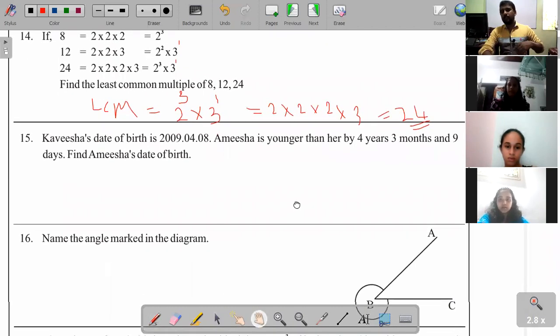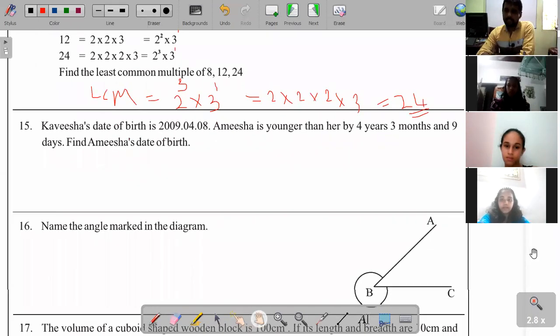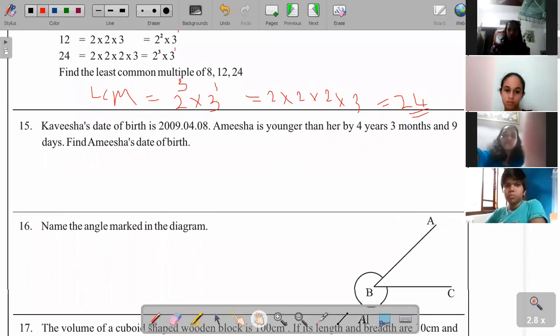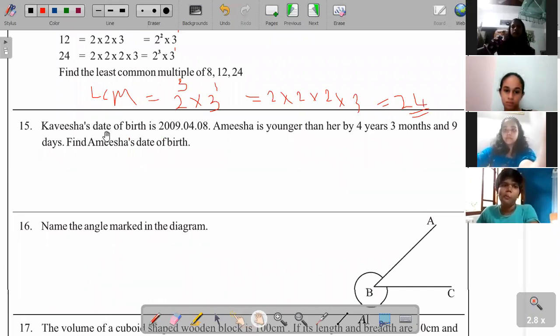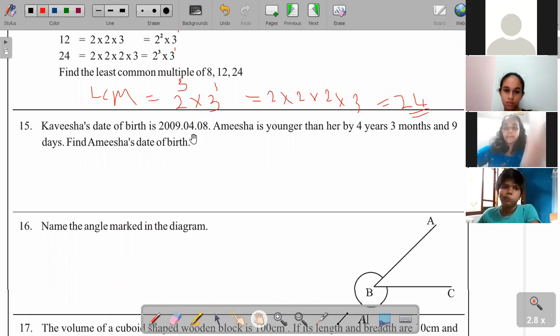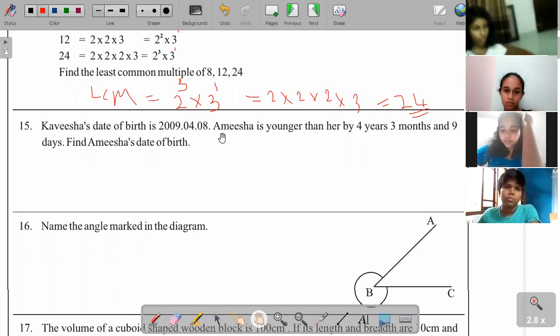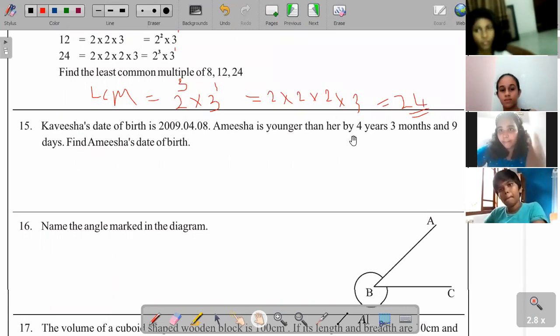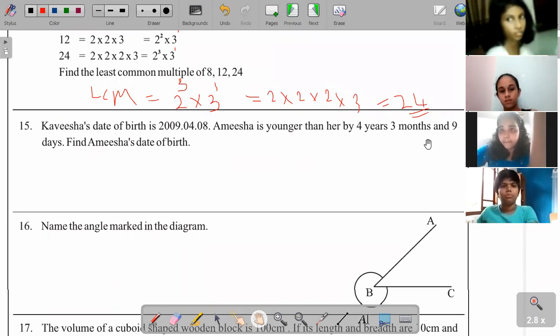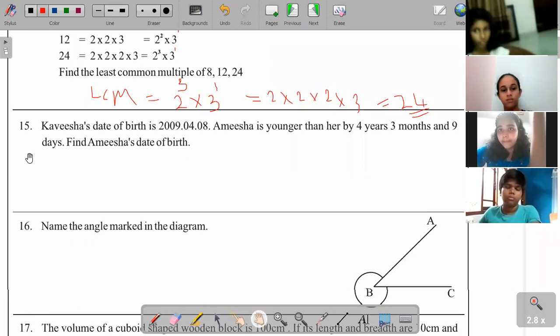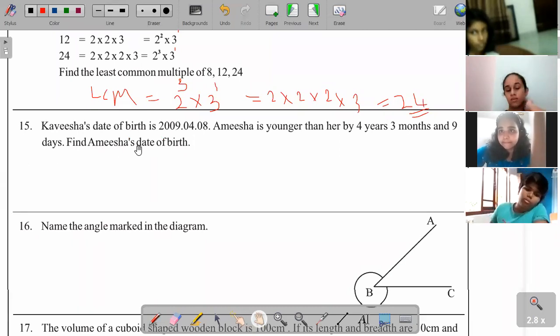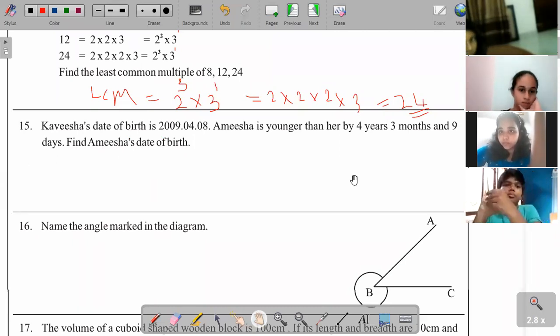Right, revise your knowledge of the lessons in grade 7. Then I am going to number 15. Kavisha's date of birth is 2009 4/8. Amisha is younger than her by 4 years 3 months and 9 days. Find Amisha's date of birth.